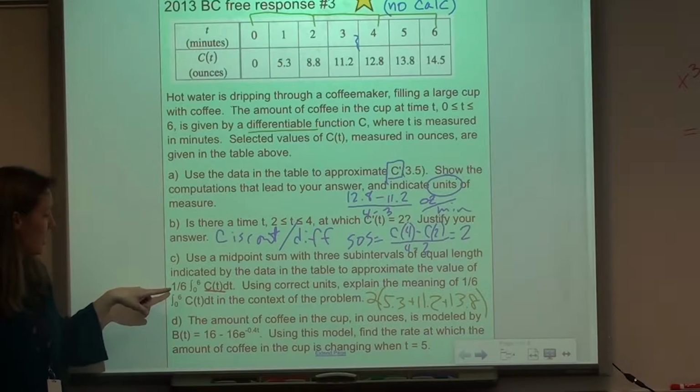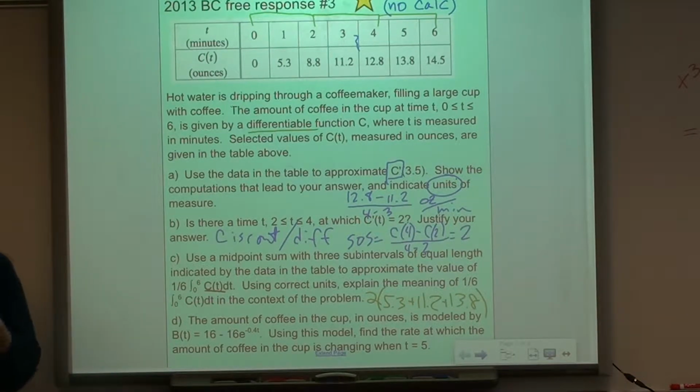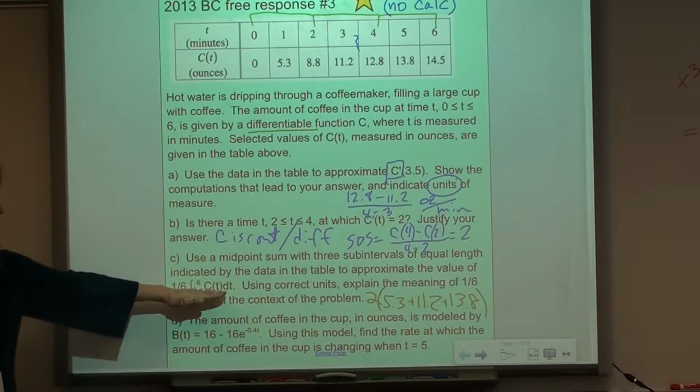Take a look at this: 1/6 integral 0 to 6 of c of t dt. What formula, or some people also call it a theorem, is that? Average value. That's the average value.